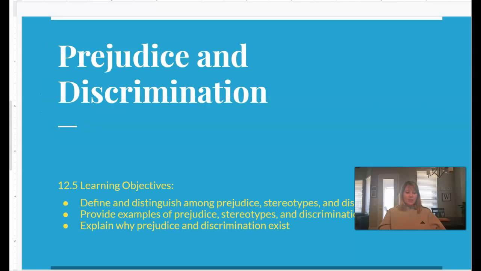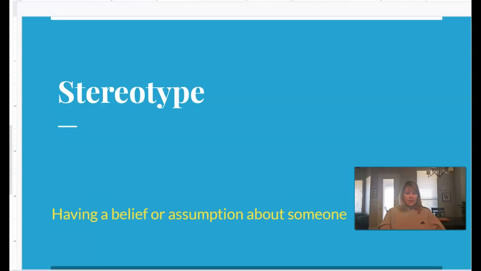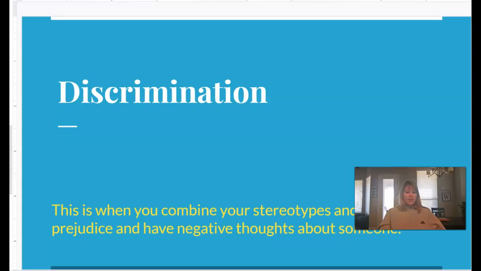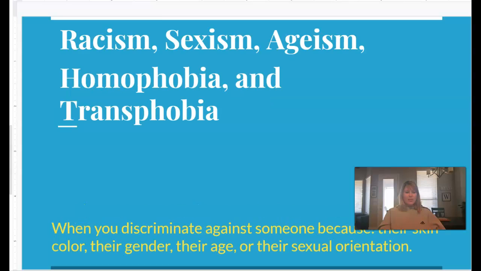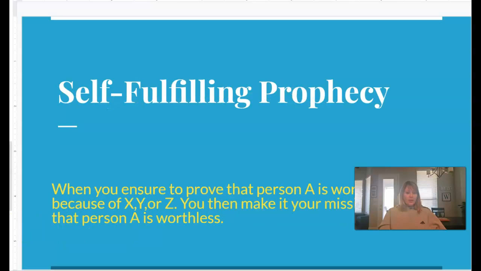Prejudice and discrimination. Prejudice is not liking someone because they are associated with a different group than you. A stereotype is having a belief or assumption about someone. Discrimination is when you combine your stereotypes and your prejudice and act on a negative thought about somebody. Sexism, racism, ageism, homophobia, and transphobia. Why do they exist? They exist because people are either taught this way or their group thinks this way and they conform.